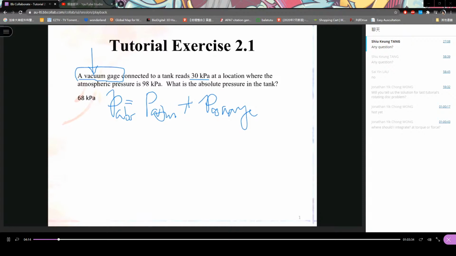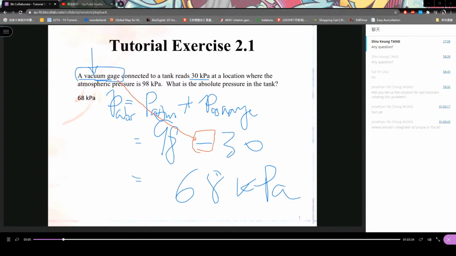So the absolute pressure in the tank would be, atmospheric pressure is given as 89, and this time we have a minus because this is a vacuum gauge reading. Pay attention: if this is an ordinary gauge, we use plus here. But a vacuum gauge gives you a pressure below atmospheric pressure, so a negative sign is needed. What you end up with is a pressure of 59 kilopascal. This question is not difficult, but the only catch is the vacuum gauge. Remember, a vacuum gauge always shows how much the pressure is below atmospheric pressure, so remember, negative.